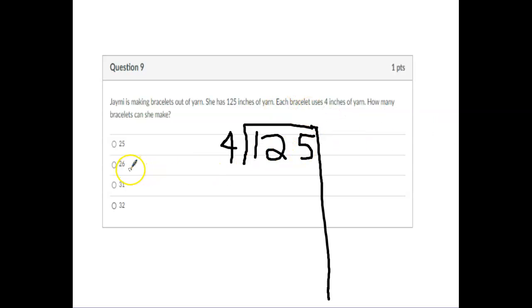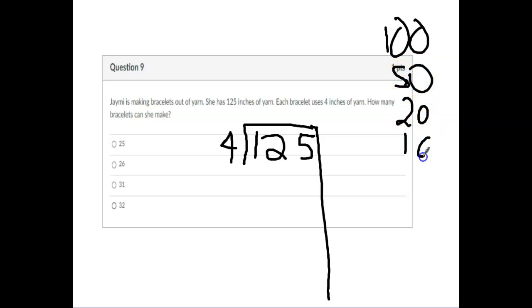All right, so I'm going to write my friendly numbers down. I'm going to write them on this side. 50, 20, 10, 5, 2, and 1. All right, so I know I'm going to try 100. I know 4 times 100 is 400. Too big to get into 125.